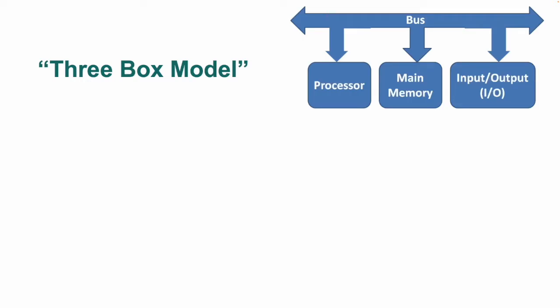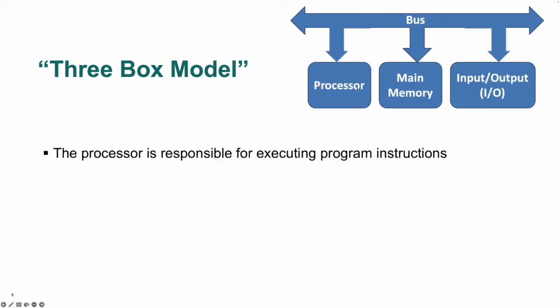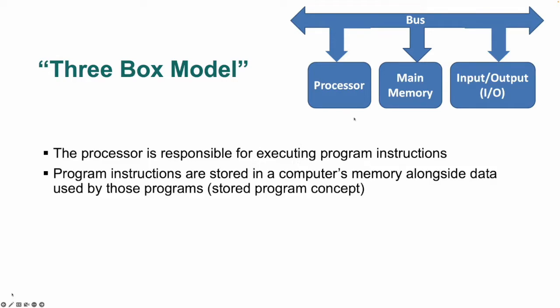This is a diagram. We have a processor, and the processor is responsible for executing program instructions. This word executing just means doing, performing, carrying out. Where do these program instructions come from? They are stored in a computer's memory alongside data used by those programs. This idea is called the stored program concept.